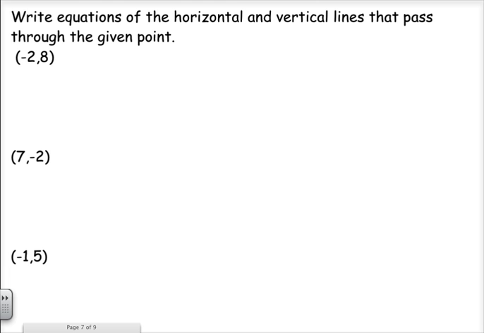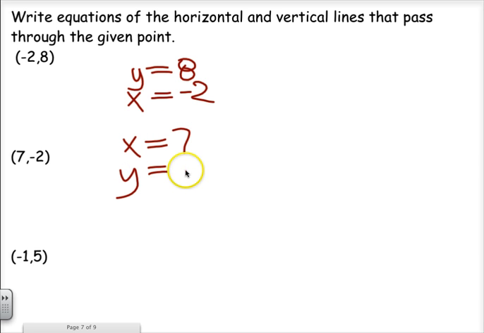Write the equations of the horizontal and vertical lines that pass through the given point. These ones here are super easy. x is equal to negative 2. You can see where you get those from, I'm pretty sure. So x is equal to 7, and y is equal to negative 2, and x is equal to negative 1, y is equal to 5.